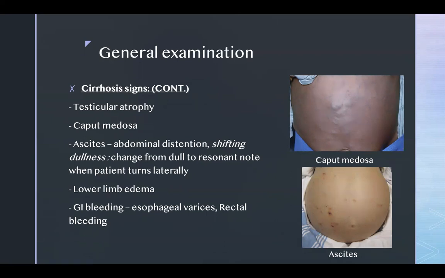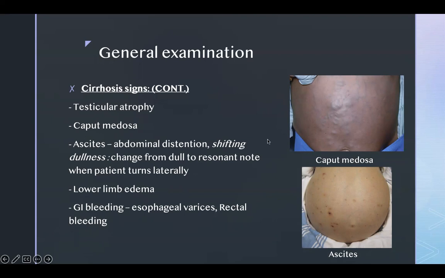Then for the abdomen, look for caput medusa. And caput medusa is actually the shape that happens as a result of the dilating veins over here under the skin. Once they dilate, they give the caput medusa effect. And then check for ascites.